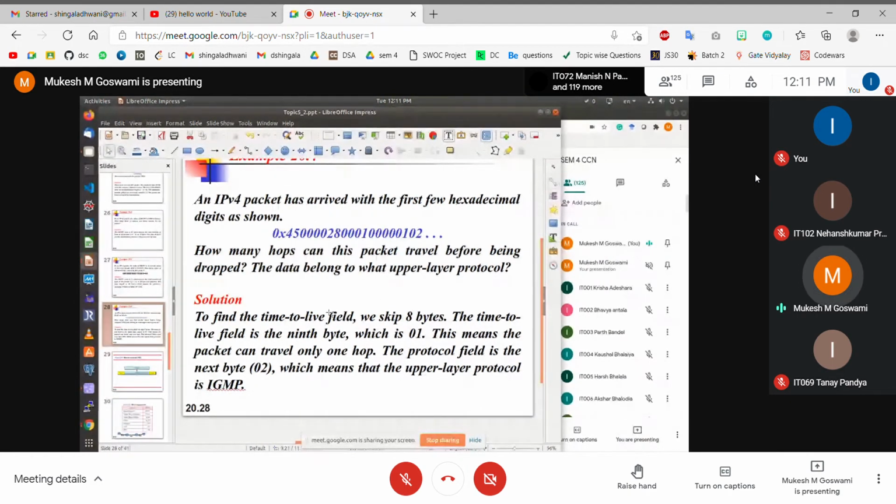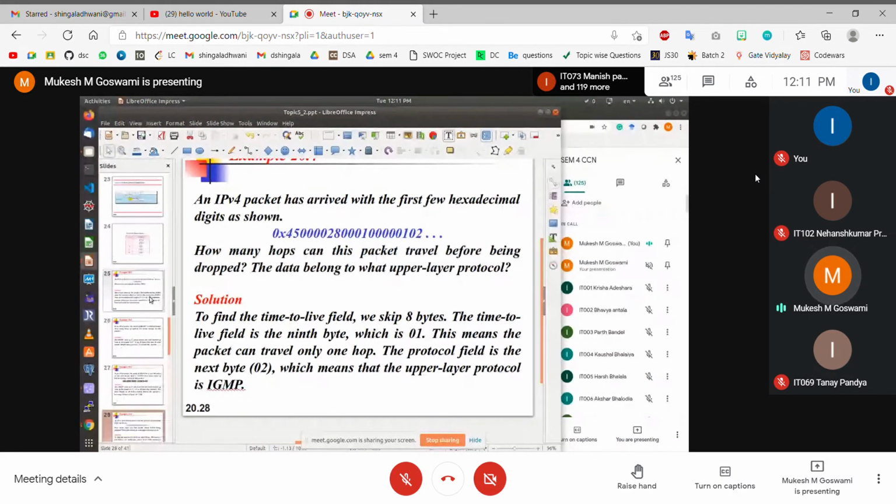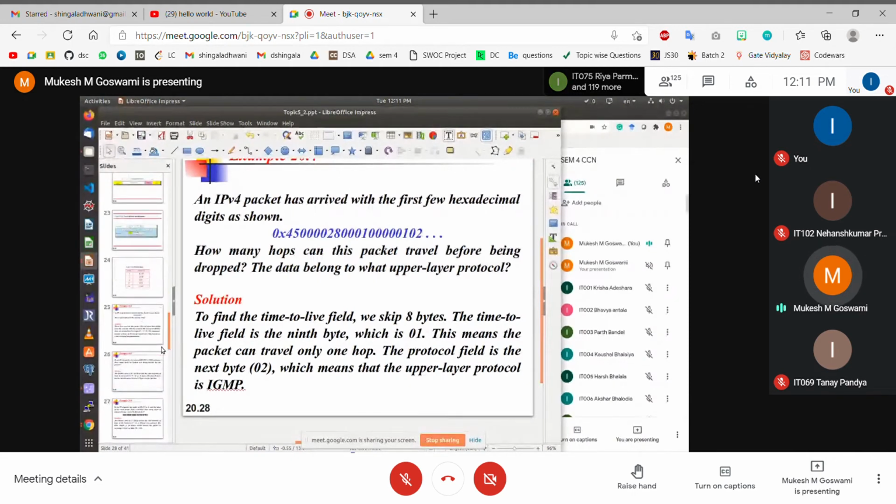Okay. So just to be ready with this kind of sum. I hope you understand and you realize the value of each and every field and how to interpret each and every field, right? Because this kind of example you can also see probably in your exam as well, right? So be ready for it.